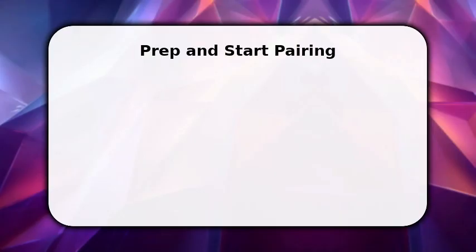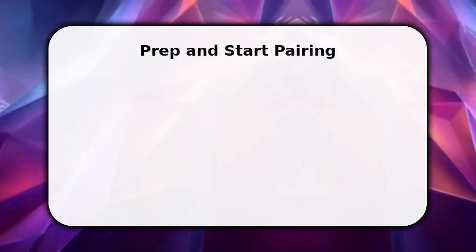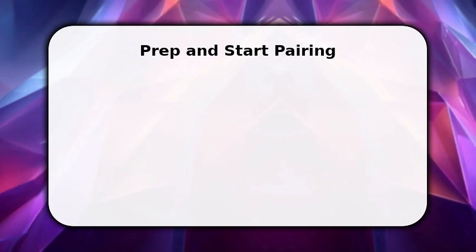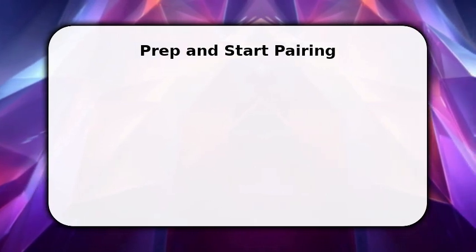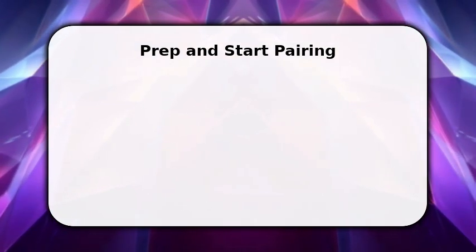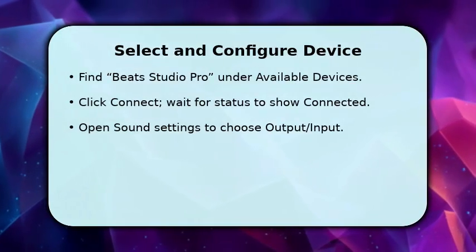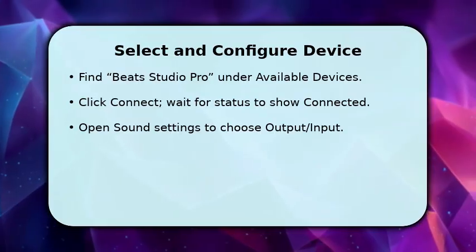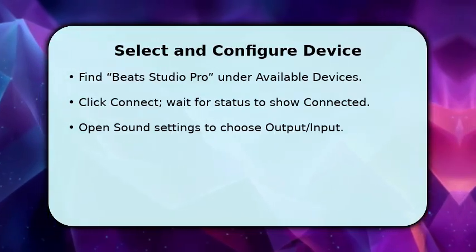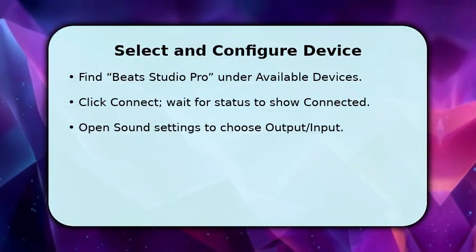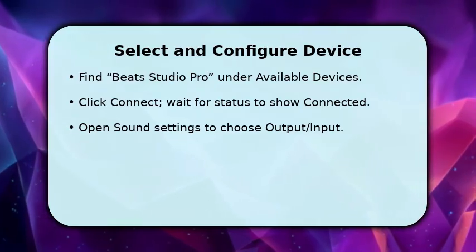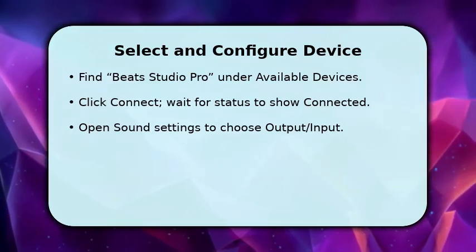Keep the headphones within 6 feet of the Mac, and don't try to pair through other devices at the same time. You should see Beats Studio Pro listed under Available Devices. Click Connect and wait for the status to change to Connected. Once connected, open Sound Settings and explicitly choose Beats as the output, and if needed, input device so the Mac sends audio and captures mic correctly.